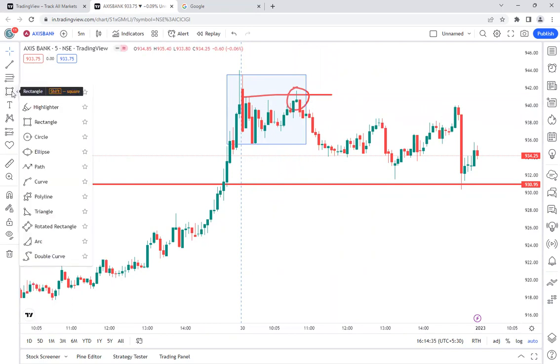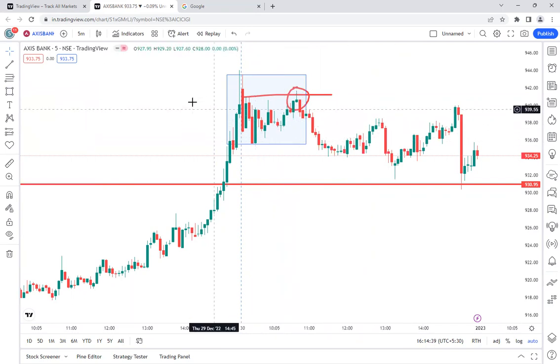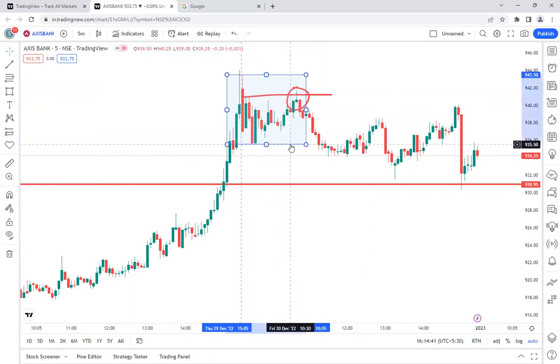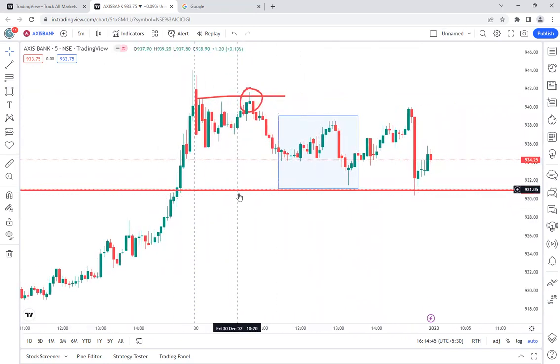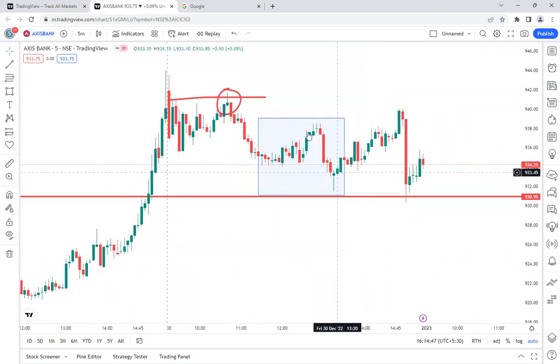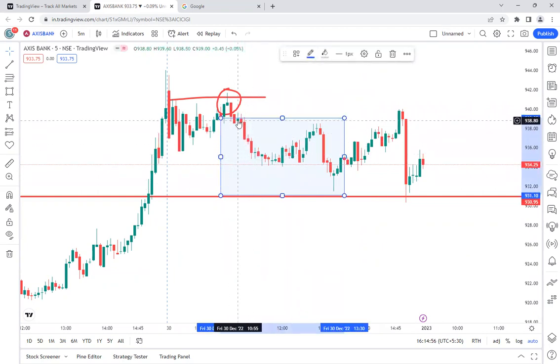Especially in this particular zone, most of the sellers will be taking their sell positions, assuming the target should be this red line, the level which we have plotted, that is around 930. So this particular zone would have induced as many sellers as possible, because those who are seeing the price action at this moment will see these red candles and take the sell positions.